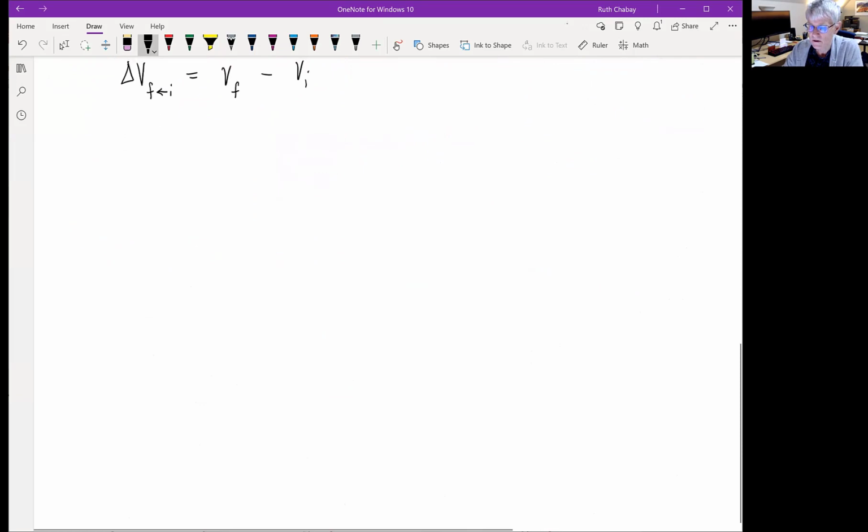Potential difference is independent of path. Another way to say that is, potential difference is independent of path.